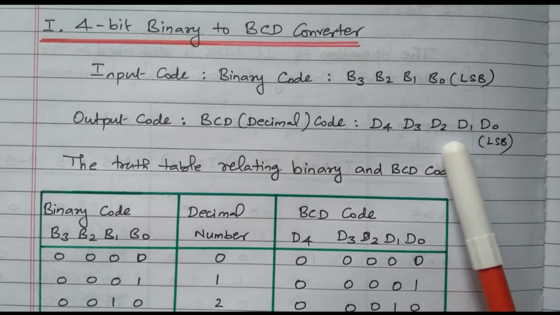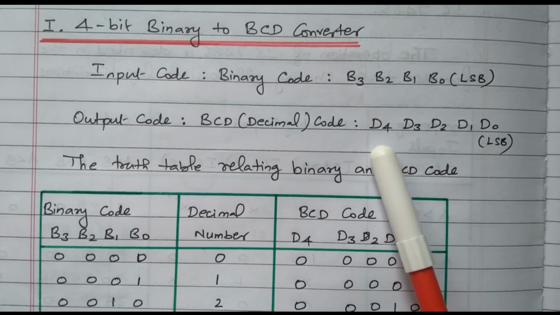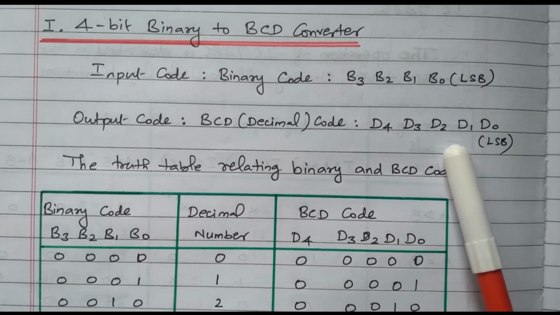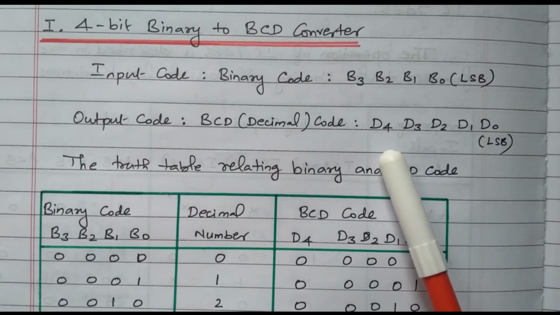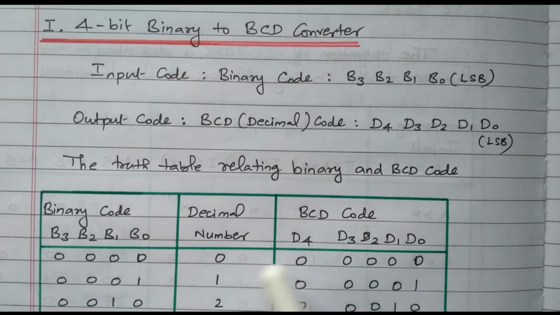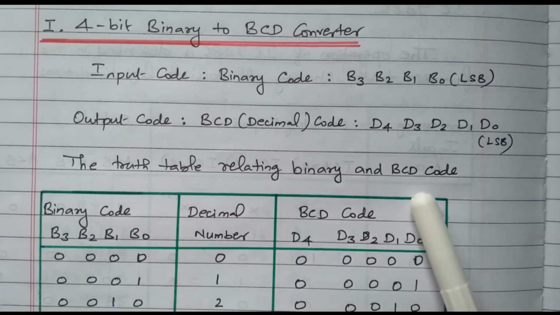Right? So this is the binary BCD output D0, D1, D2, D3. D4 indicates whether it is a single digit or double digit. Because of 4 digits there are 16 combinations available, 2 to the power 4, 16 combinations. In that, 0 to 9 have only 1 digit, so D4 will be 0. From 10 to 15 there are 2 digits, and in that D4 is represented by 1. Now we will see the truth table relating binary and BCD. Binary is the input and BCD is the output.